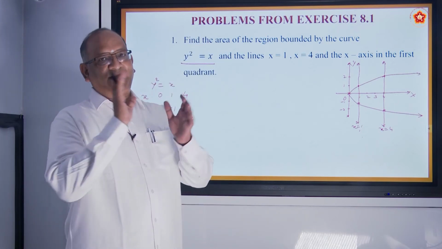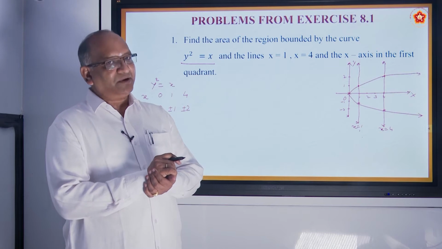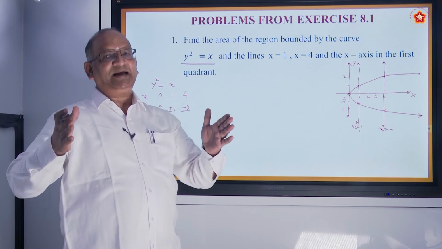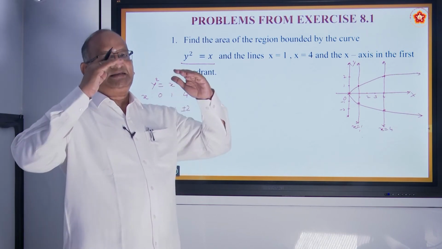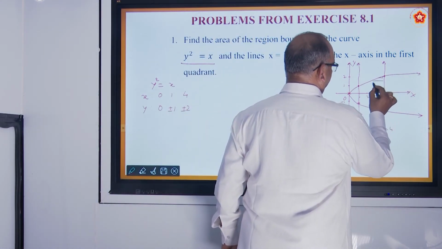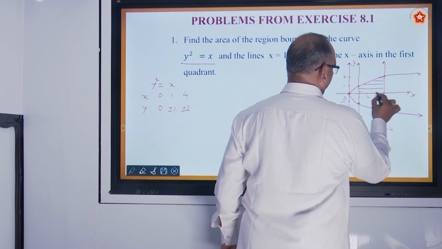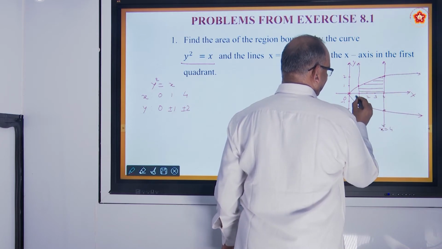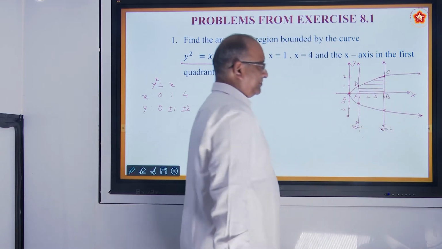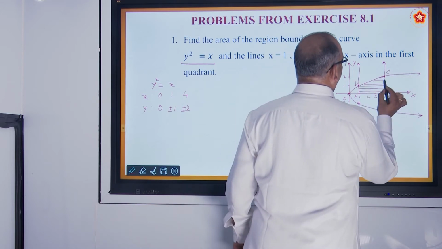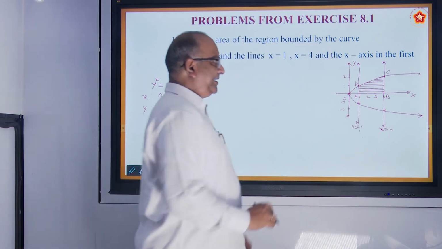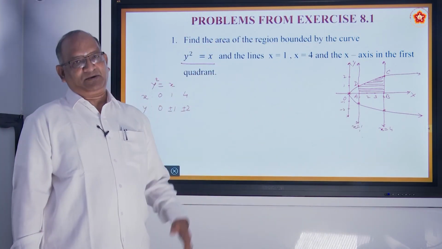Now you have to shade that particular area which we want to calculate. So what is the area we want to calculate? Area between x equal to 1 and x equal to 4 above x axis below the curve. So this is the area. You can call it, let us say, A, B, C, D. That shaded area A, B, C, D we want to calculate.